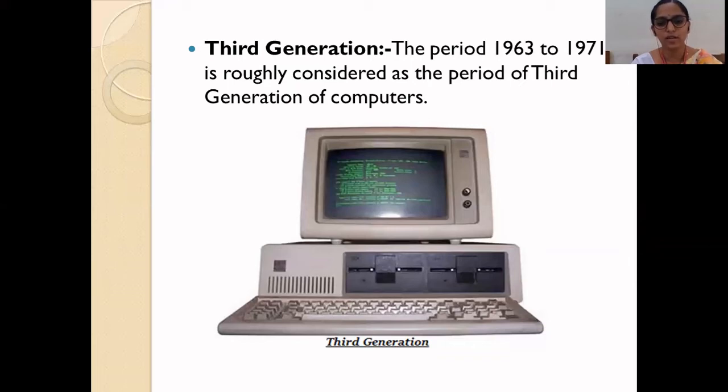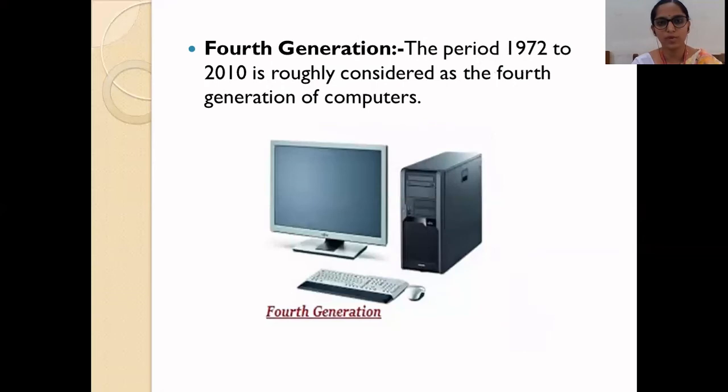Okay, next is the fourth generation computer. The fourth generation computer, you can see in front of you, has a small LCD monitor, the size of the CPU is also compact, and the keyboard and mouse are also wireless. It means advanced or recent computers look like a fourth generation computer. The period of the fourth generation, see, is 1972 to 2010, roughly considered as the fourth generation computer.